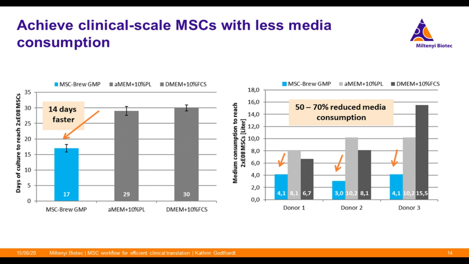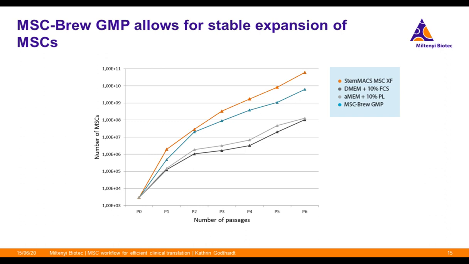But not only is a low passaging cultivation process optimal, we also looked at large-scale expansion, so also at higher passages. MSC-Brew GMP medium allows for stable expansion of MSCs. Here we have looked at this for up to 6 passages, and the proliferation rate is quite nice, quite comparable with both Miltenyi media, and it's improved compared to the homebrew alpha-MEM and DMEM media.